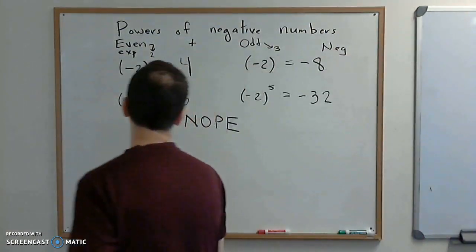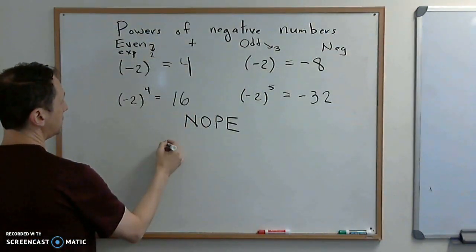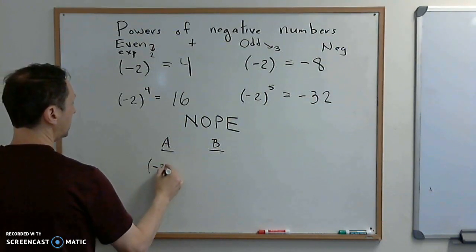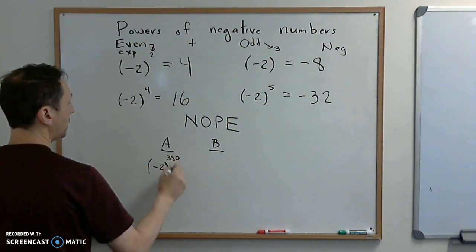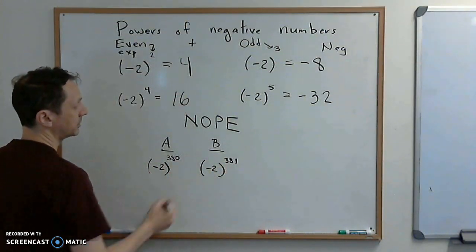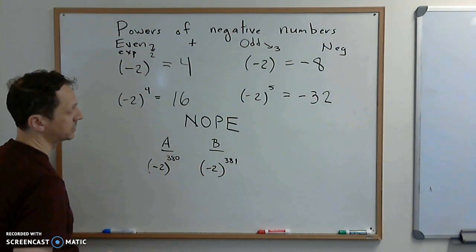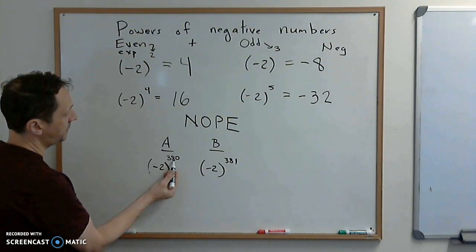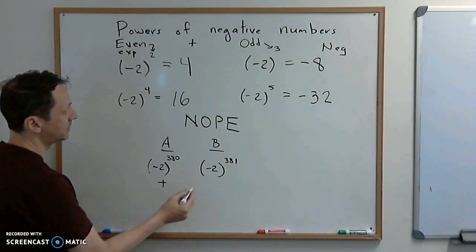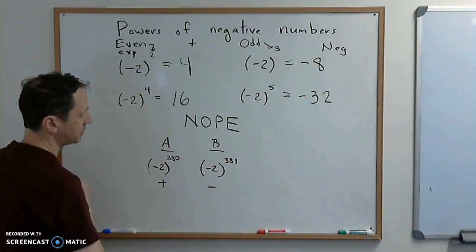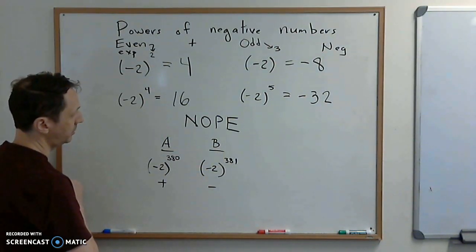So, when we know that rule, we should be able to work out crazy things like which one is bigger? -2 to the 380th power or -2 to the 381st power? I don't know how big those numbers are. There are some astronomical numbers. However, I do know that this one has an even exponent, so this number is positive, and this one has an odd exponent, so its answer must be negative, and therefore A must be larger.